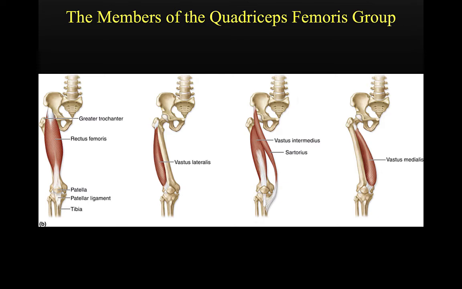And we can see all of those here along with the sartorius to get an idea of how these things are going to shape that anterior side of the thigh. The rectus femoris, of course, is the superficial one. The vastus intermedius is deep to it right along the actual surface of the femur. Vastus lateralis is lateral, having an attachment to that greater trochanter. The vastus medialis is medial, attaching to the neck of the femur.